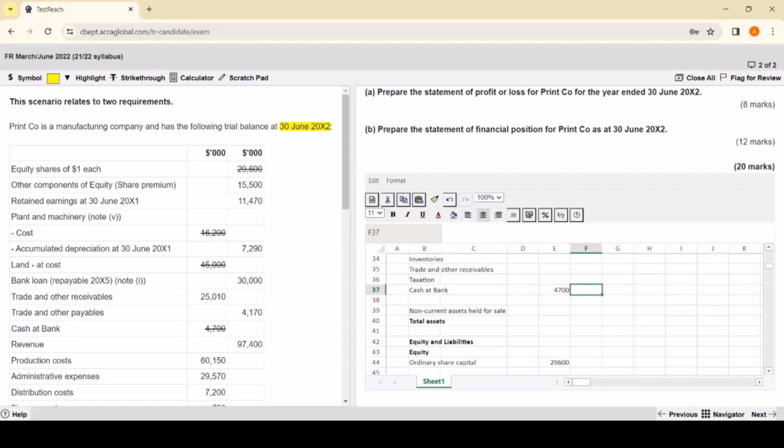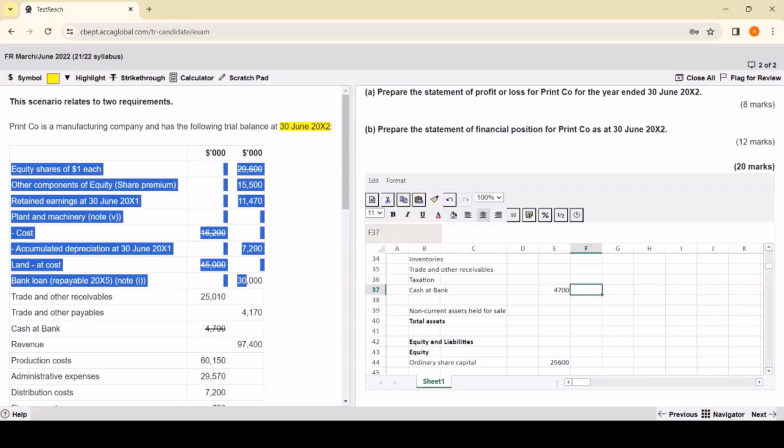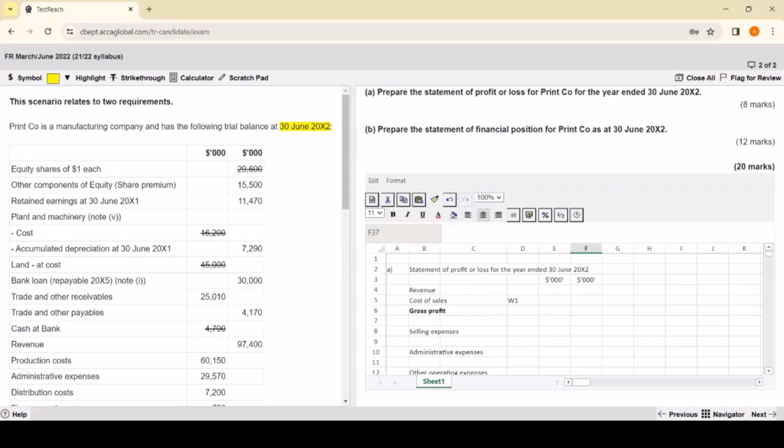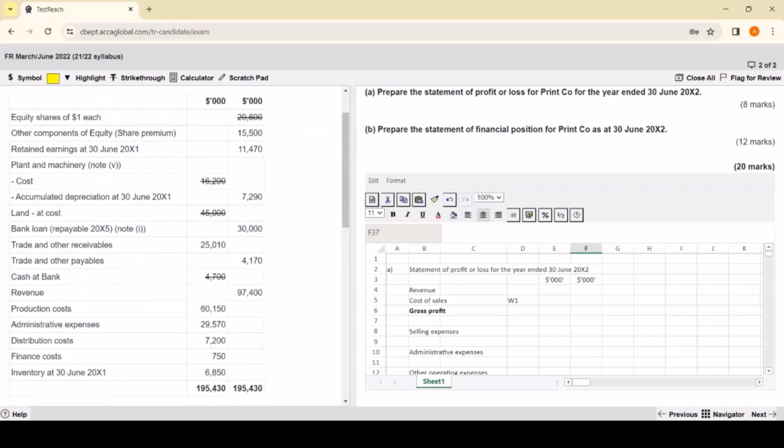Ultimately, all of these figures in the trial balance should be picked up and placed in the statement directly or in your workings. And just by placing these figures in the format of financial statements, you can get 0.5 marks per figure. So these are the easy marks. Target them first and cover them first. You can solve the remaining question through your ACCA practice platform.